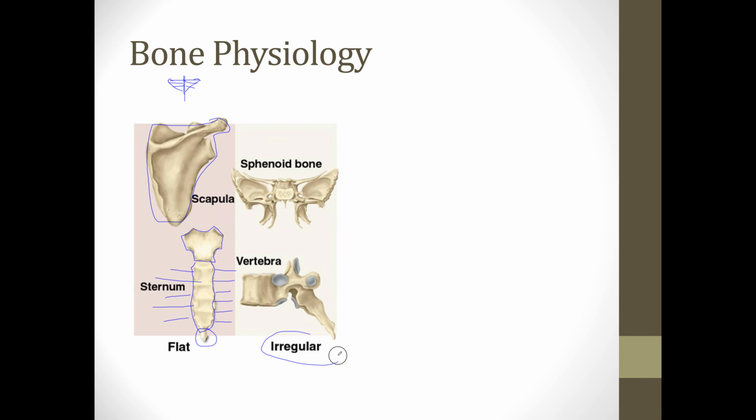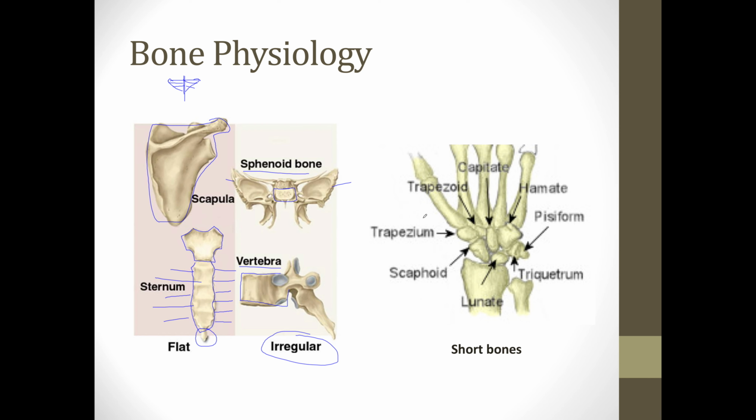There's irregular bones that look really funny and they don't really fit into other categories. The vertebra are examples of irregular bone. We'll see that arthritis, osteoporosis does affect the vertebrae. The sphenoid bone is an example of that. If you look here, this is a cord, so you might have some idea of where the sphenoid bones come in. And then we have short bones.